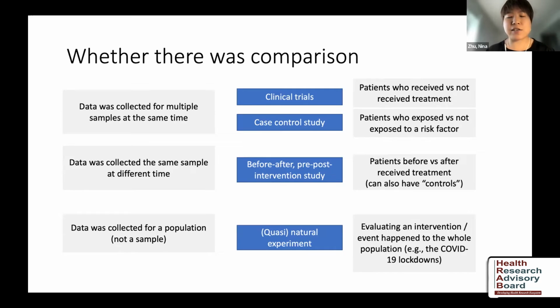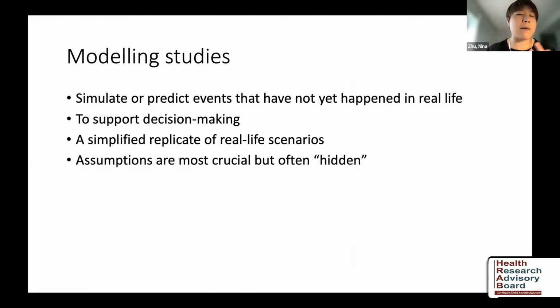So these are the major types of quantitative studies, and they have been classified based on different aspects and different focus, and they have overlaps. So now I'm coming to the last type of study, which is the most unique and specific type of quantitative study, which is a modeling study. Modeling studies are normally used to simulate or predict events that have not yet happened in real life, or something that will not happen in real life.